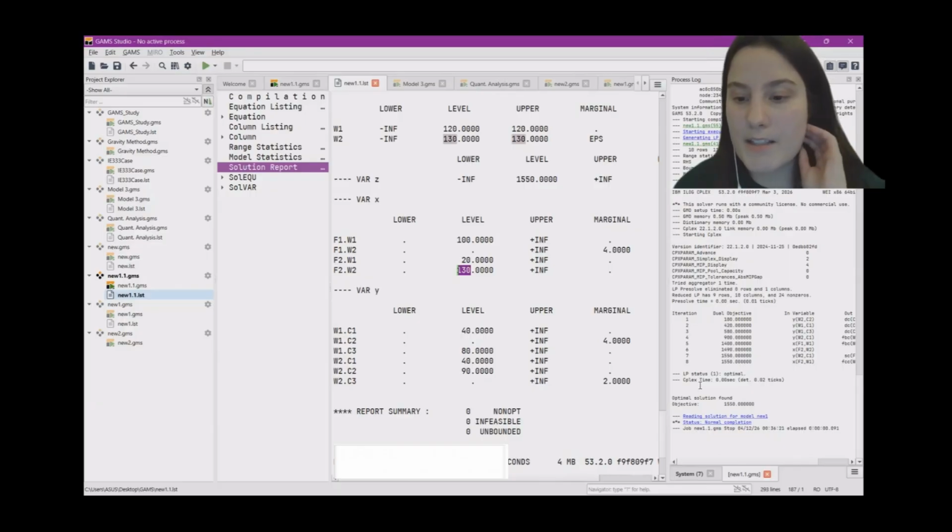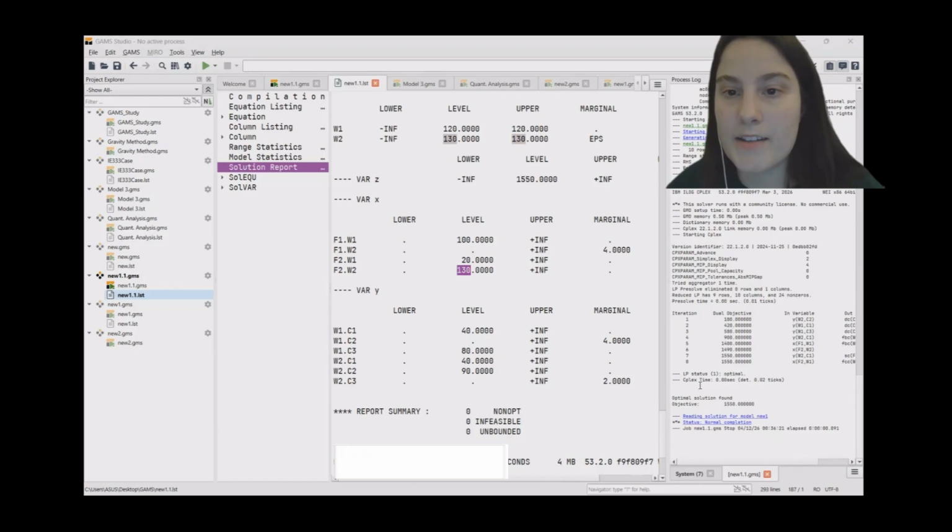So this is the GAMS model, and this is also how you read the model.